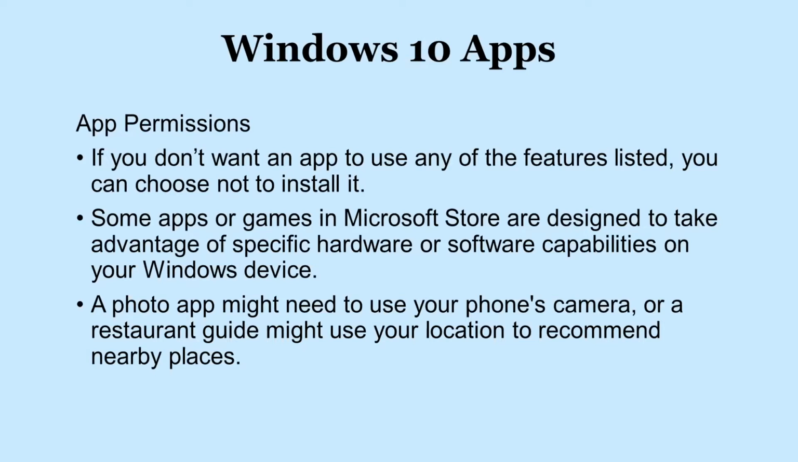Some apps or games in the Microsoft Store are designed to take advantage of specific hardware or software capabilities on your Windows device. For example, a photo app might need to use your phone's camera. A restaurant guide might want to use your location to recommend nearby places.